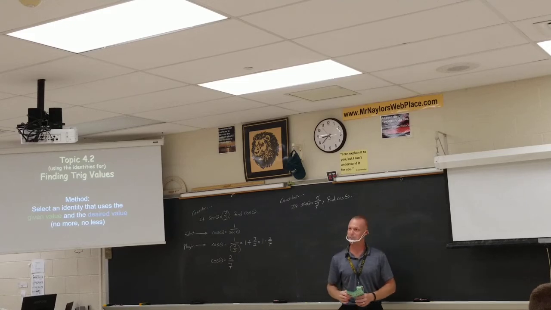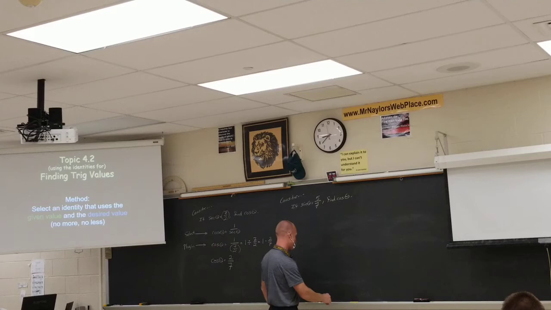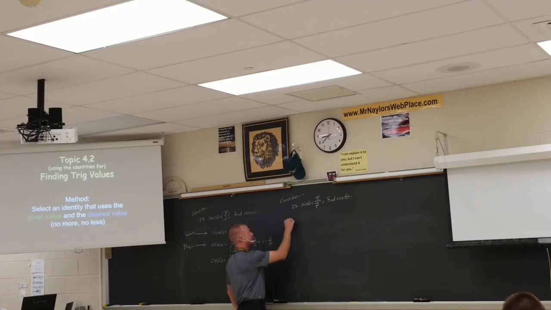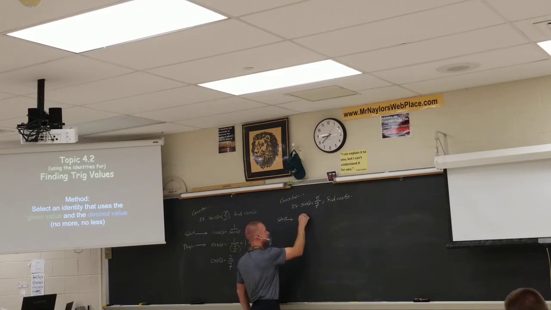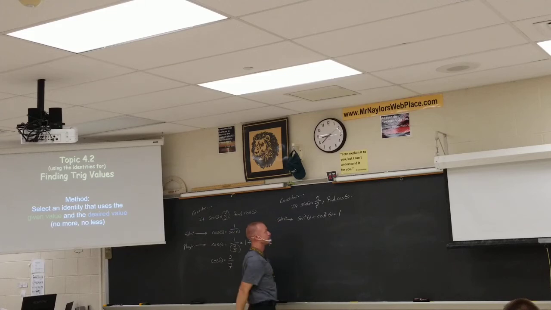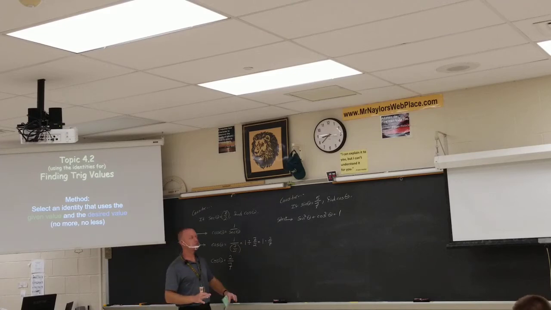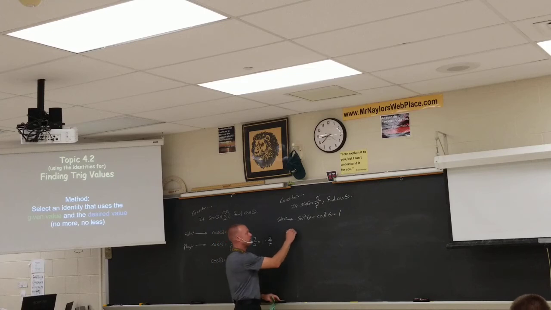Beautiful identity. Sine squared plus cosine squared equals 1. Yes, we should use it. So we select it, we use it. You can skip showing this if you want to. I'm just showing it for the notes so you get the idea of how we're starting. Because now what you want to do is you want to carefully plug in. You want to plug in 5/7.